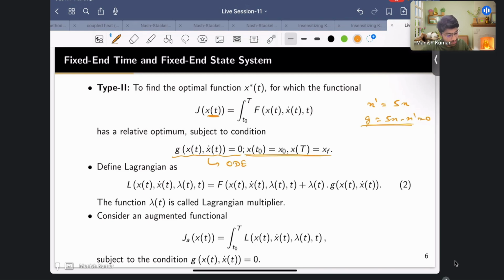So see here, this capital T is also fixed, this is fixed. Okay, now how to solve this? Let's see. So you define a Lagrangian. So similar kind of thing, right?